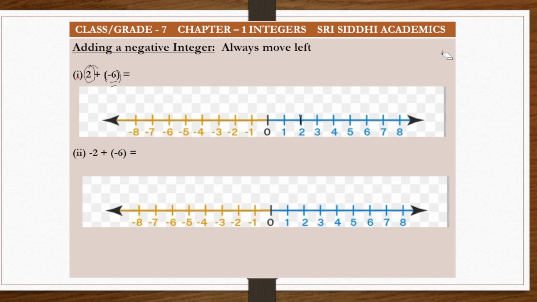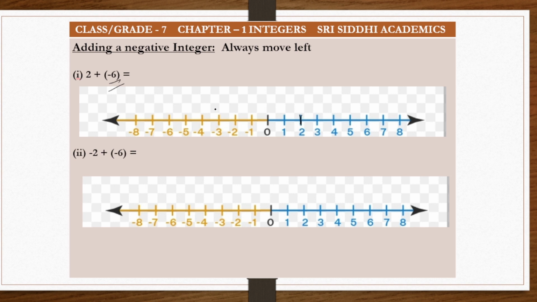Here we have got 2 plus minus 6. As the question suggests, we need to add a negative integer here. Obviously, we are adding minus 6. Now, in such a case, we need to move left, and by how many steps? By 6 steps. So, we will always move left when we are adding a negative integer. Pay attention to this, write it down somewhere.